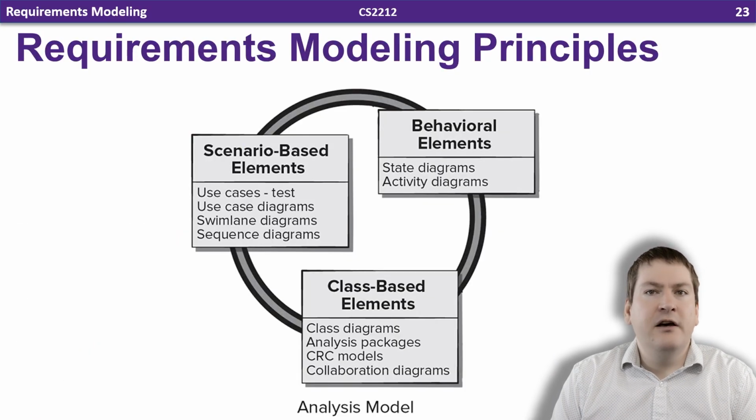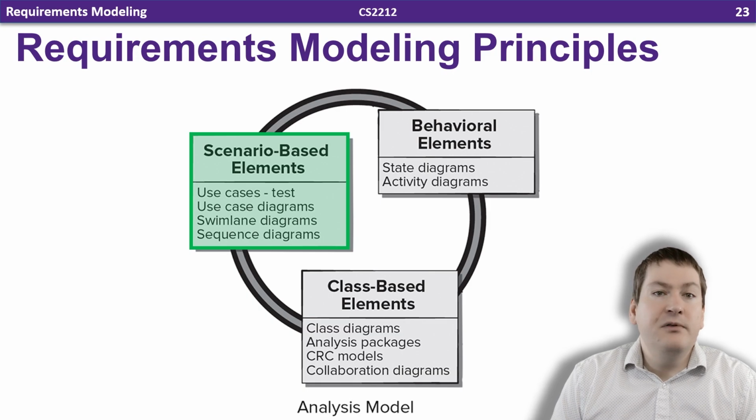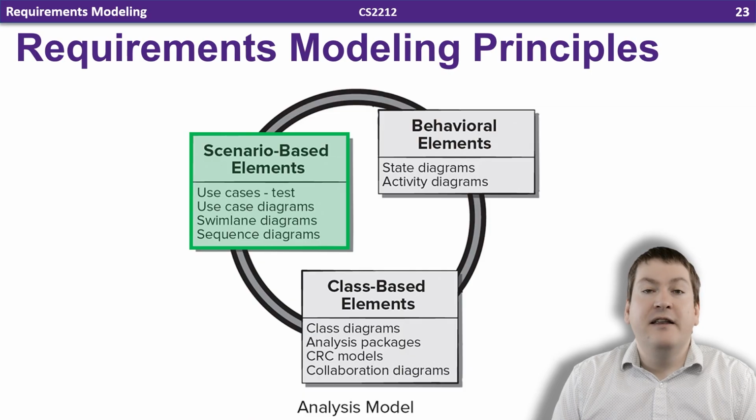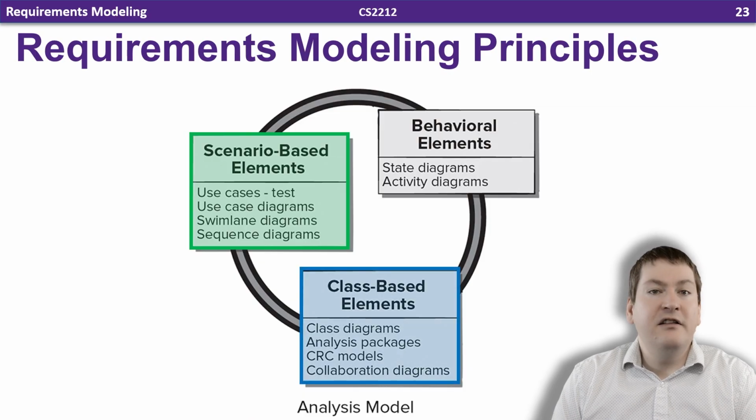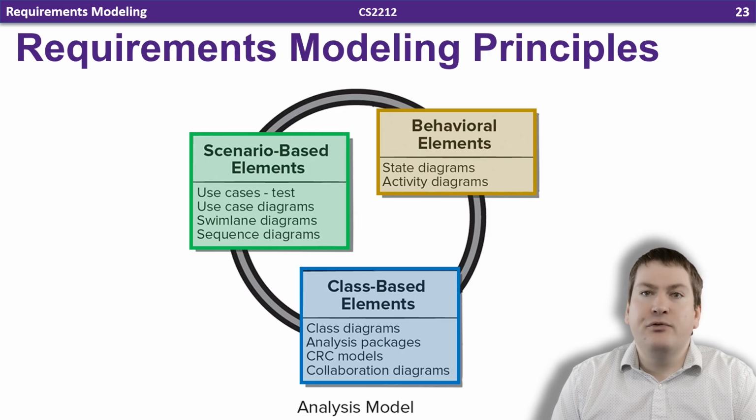To summarize, the ultimate goal of requirements modeling should be the creation of an analysis model that describes the system from three perspectives. The scenario-based elements of the system that we went over previously in this course are documented with use cases, use case diagrams, activity and swim lane diagrams, and sequence diagrams. Class-based elements are documented with class diagrams, CRC models, and so on. And behavioral elements captured with UML state and activity diagrams.